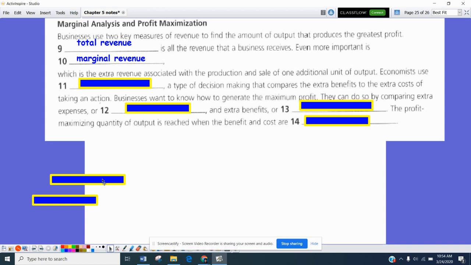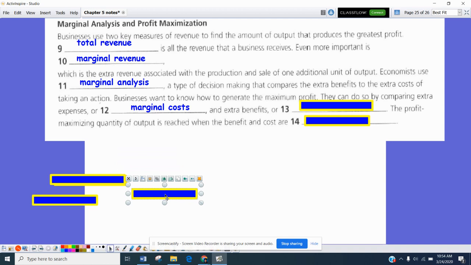And it's that number, if you go back to that chart that we were looking at earlier, that we would use to determine where our labor should be and whether or not we should hire. Economists use marginal analysis, which is a type of decision making that compares the extra benefit to the extra cost of taking an action. Businesses want to know how to generate maximum profit.